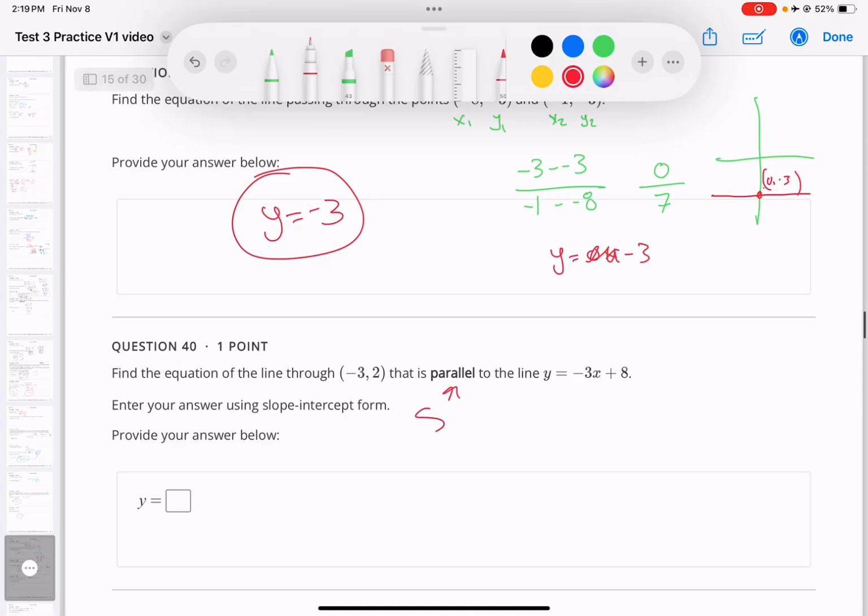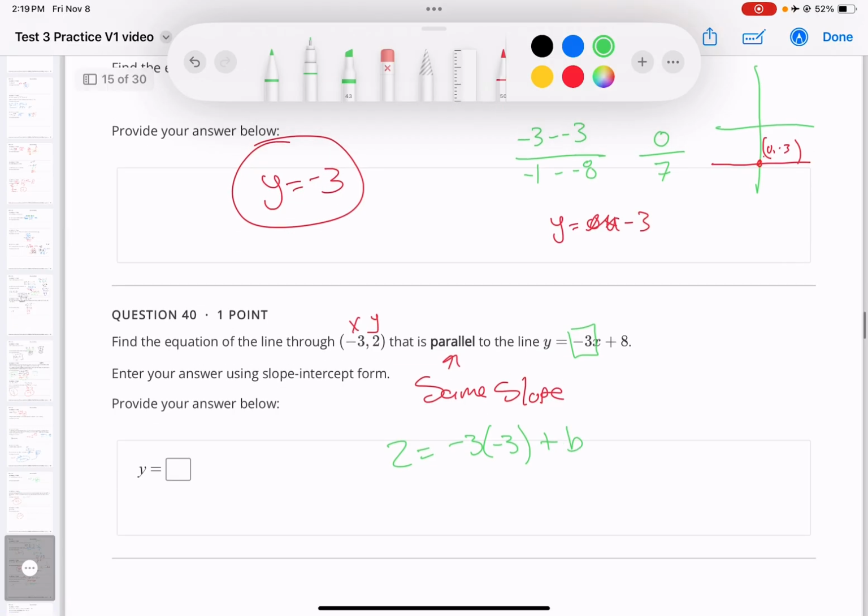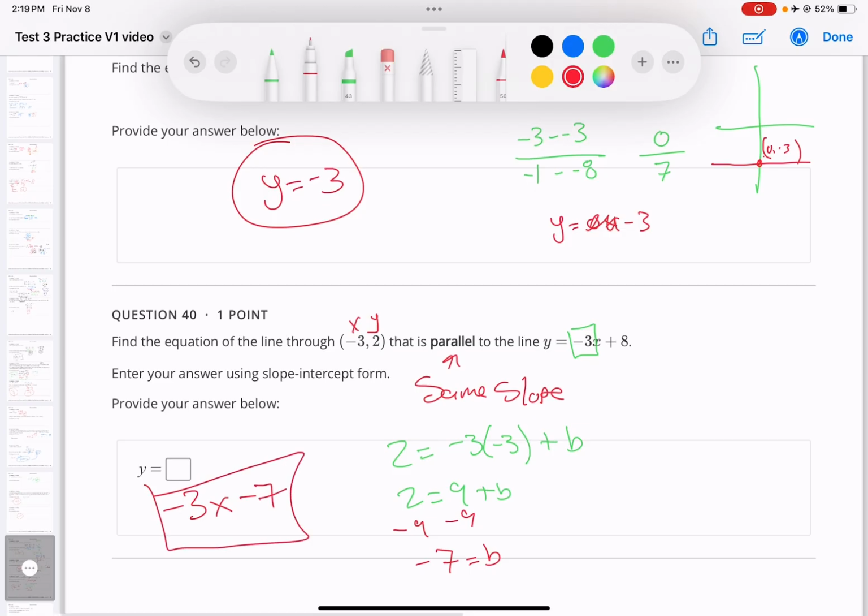Okay, parallel means same slope. They never cross. But we can use this. So I got my x value, my y value. So I got 2 equals and the same slope, so this slope is negative 3. And then I don't know my b. So this is what I'm trying to figure out. So I got 2 equals 9 plus b, minus 9, minus 9, negative 7 equals b. So I can write this as y equals negative 3, which is my slope, x minus 7.